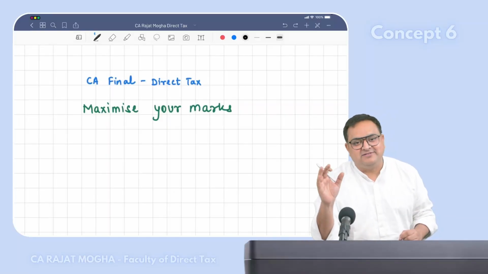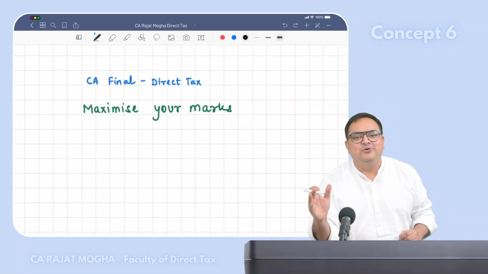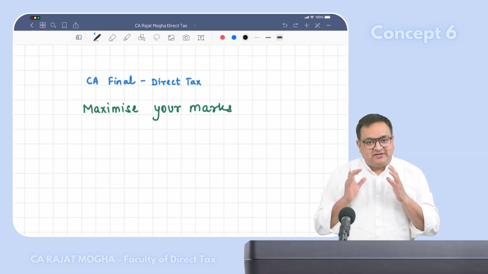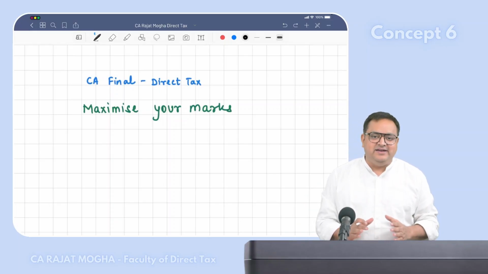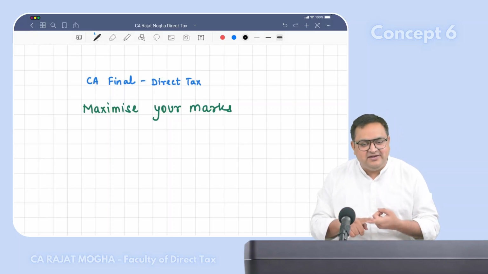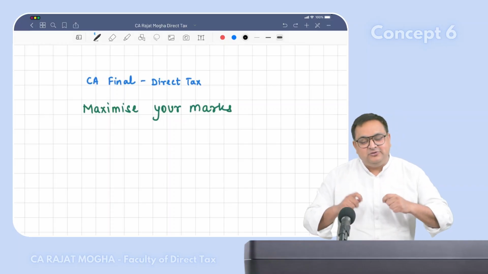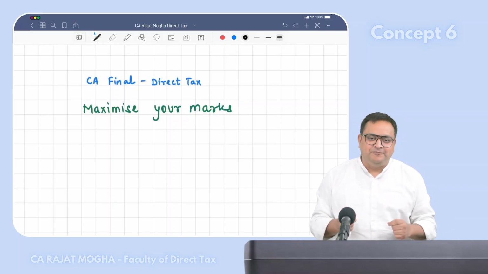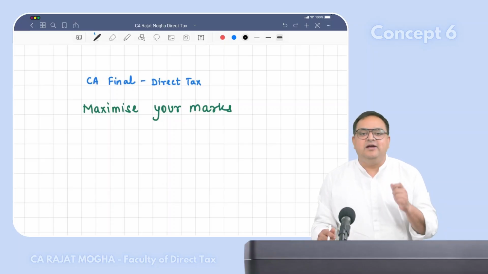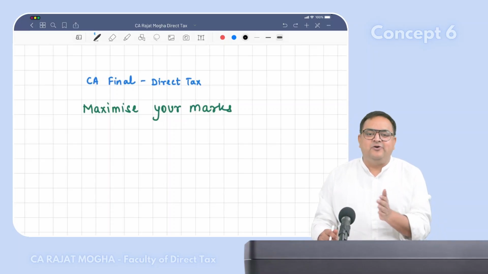See, each and every mark counts, and we cannot afford to lose any of the marks. My aim is that you should maximize your marks, especially in DT, that you should not make silly mistakes, you should not make presentation errors, you should not make those mistakes which you can easily avoid. So let us discuss some common mistakes which we make in our DTAA question, section 90, 90A or 91.